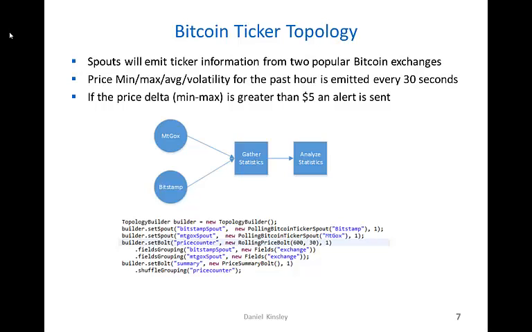And there are other groupings, such as shuffle grouping, which sends it to a random thread; all grouping, which sends the tuple to every thread downstream; or global, which sends it to a single thread.